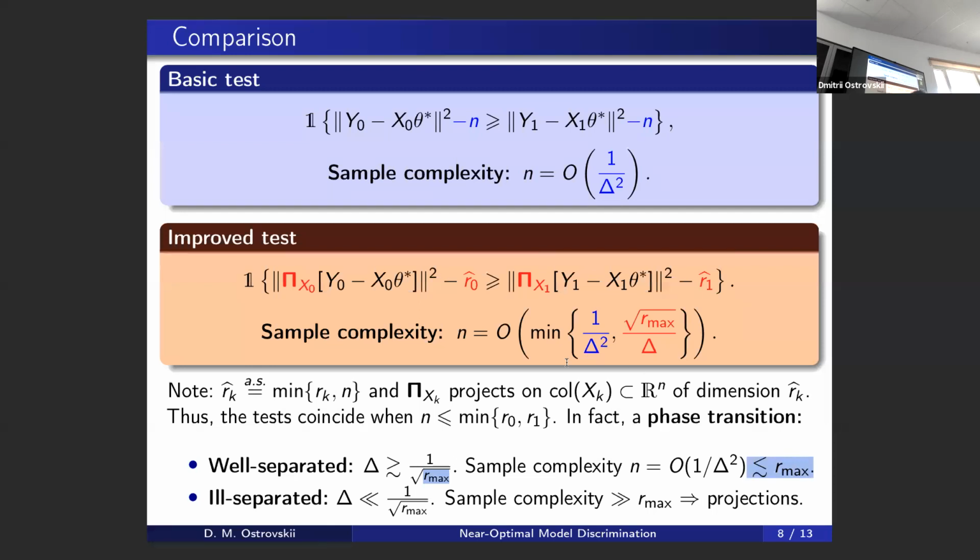So to perform according to my sample complexity, I actually can already do this with a basic test because I don't need projections, which is what should be expected because we are in the regime where the 1 over delta square sample complexity bound is active, but this is the bound for the basic test. However, for the ill-separated regime, when delta is smaller, this guy becomes active. It's smaller than this. So we start to gain because of the Rmax, because of the ranks. But to have this gain, we actually do need to project.